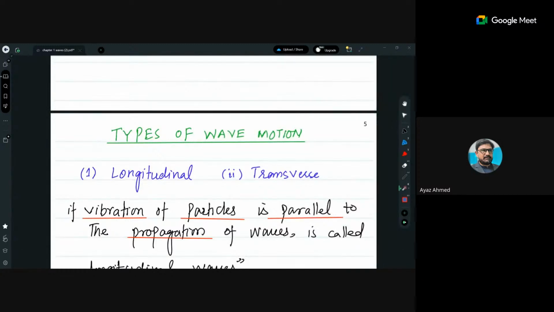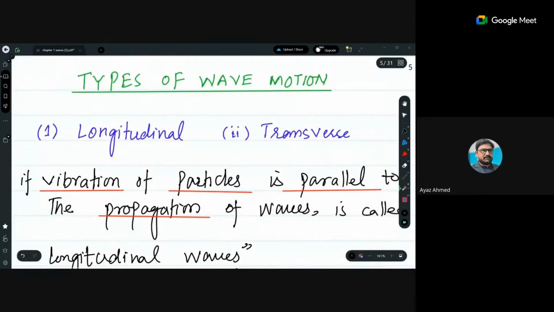Now we will talk about the type of wave motion, right? Type of wave motion. So types of wave motion are two, and this topic is basically based on the motion of the particles of the wave. Got it? Yes.